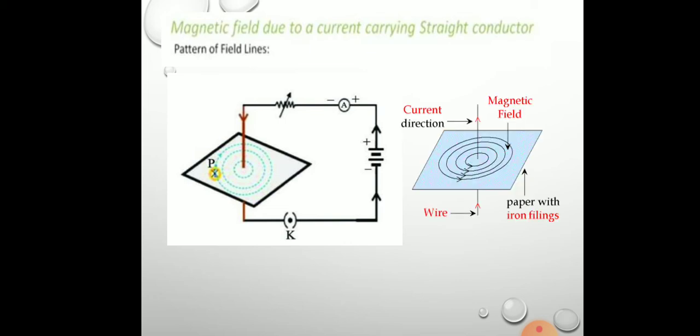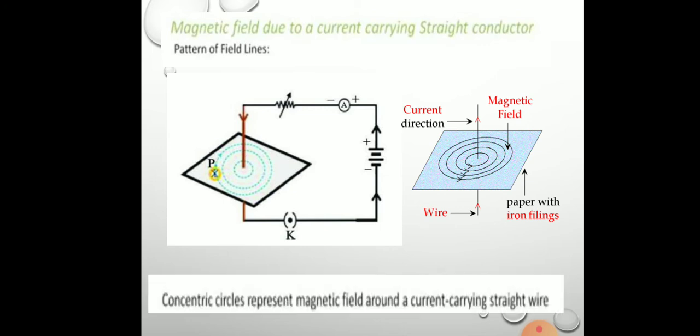Okay, so you can see here these are the magnetic field lines. This is the current direction; here the current is flowing downward, and here it is upward. So how is a concentric circle formed? This is the pattern of magnetic field lines. What is the pattern of the field lines in the case of a current carrying straight conductor? It is concentric circles. So this concentric circle represents the magnetic field around a current carrying straight wire. Okay, so this was the observation.